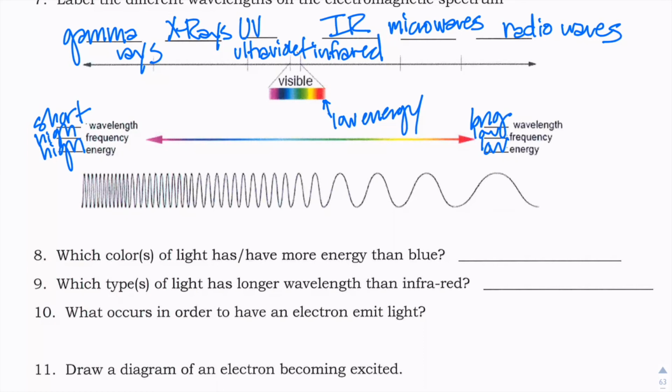So if you can remember that red has low energy, this will help you fill in all the rest of this chart. So what colors of light have more energy than blue? You could say violet. Technically, you could say ultraviolet, X-rays, and gamma rays, even though we can't see those colors. What types of light have longer wavelength than the infrared? That'd be microwave and radio waves.